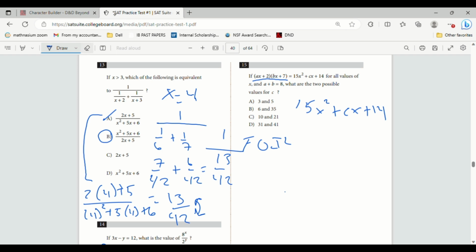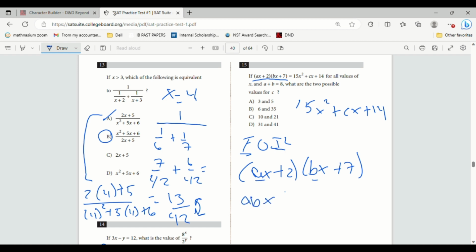FOIL, right? You may have remembered this from your algebra class. I always find it useful just to multiply it out and see what happens. So ax plus 2 times bx plus 7. Well, we're going to multiply the first two terms, ax and bx, so we have abx squared. Multiply the outer two terms, the ax and the 7, plus 7ax. The inner two terms, the 2 and the bx, plus 2bx. And then the last two terms, the 2 and the 7, to get plus 14.